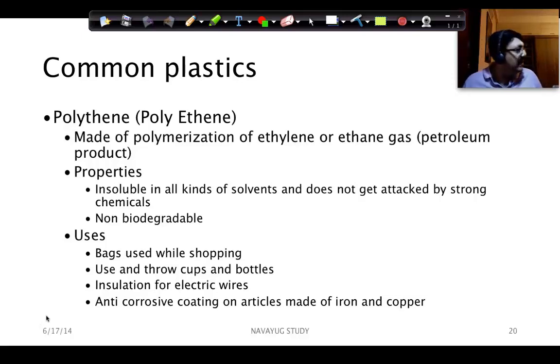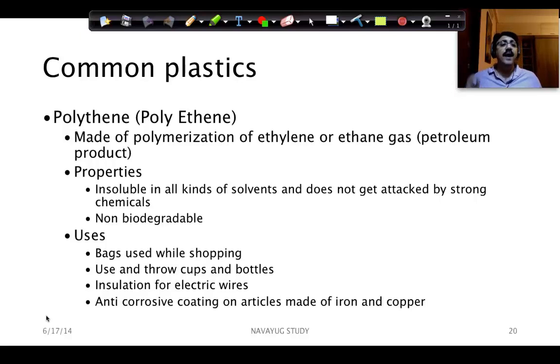Examples are polyurethane, bakelite, melamine. All these are examples of thermosetting plastics, right? All right? Okay. So, the student asked me the question, what are the examples of thermosetting plastic? It is bakelite, polyurethane, and melamine, right? So, all these are examples of thermosetting plastics.